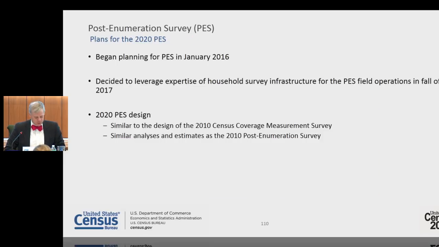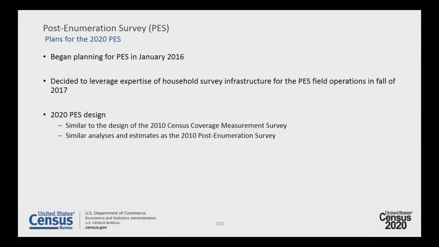Now, I'm very happy to report that we've been planning for the 2020 post-enumeration survey for almost 2 years. We have a lot of work to do, but we are making progress every day. One of the major decisions to date has been to use the existing field infrastructure of the current household surveys to conduct the post-enumeration survey field operations. This decision has saved us from having to build new systems or modify old systems from the 2010 CCM.